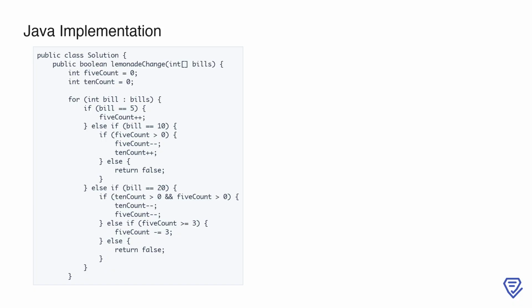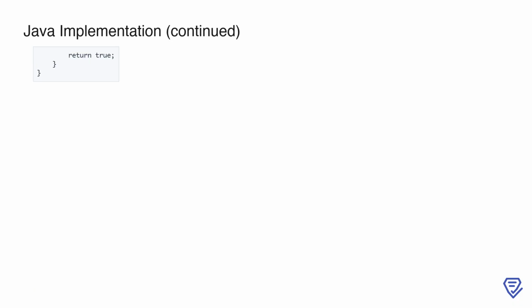For a $20 bill, we prioritize using one $10 bill and one $5 bill as change, reducing both counters accordingly. If that's not possible, we check if we can use three $5 bills instead. If neither option works, we return false because we cannot provide the required change. Finally, after processing all the bills, if we've managed to provide the correct change for every customer, we return true. This signifies that we successfully handled all transactions.